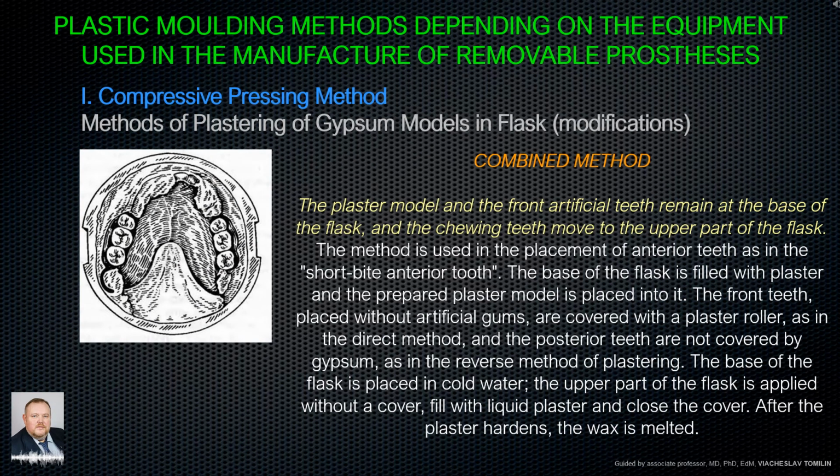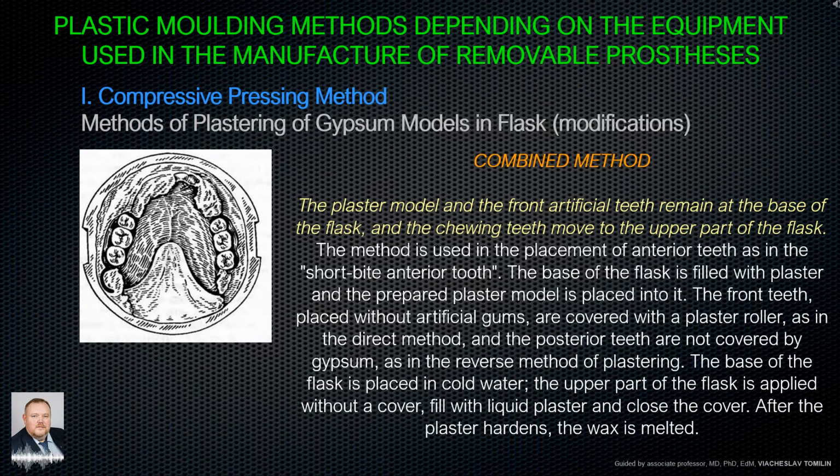Plastic molding methods depending on the equipment used in the manufacture of removable prostheses. Compressive pressing method. Methods of plastering of gypsum models in flask. Modifications. Combined method. The plaster model and the front artificial teeth remain at the base of the flask, and the chewing teeth move to the upper part of the flask. The method is used in the placement of anterior teeth as in the short bite anterior tooth.